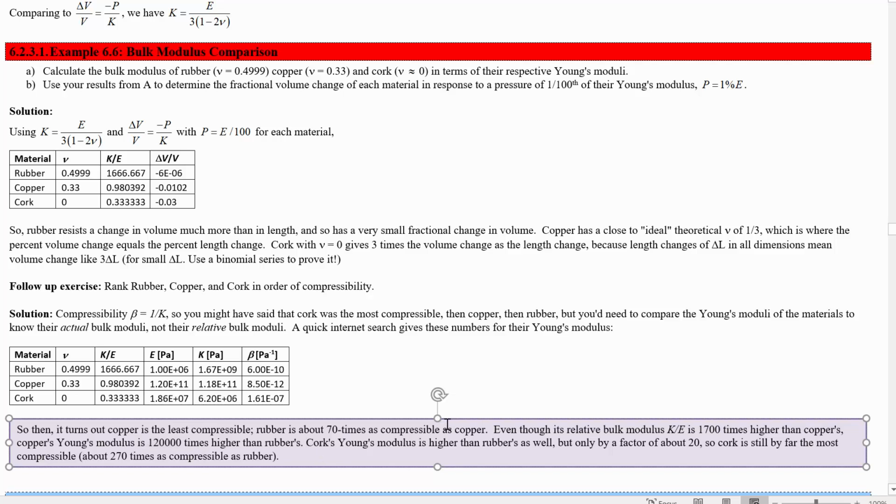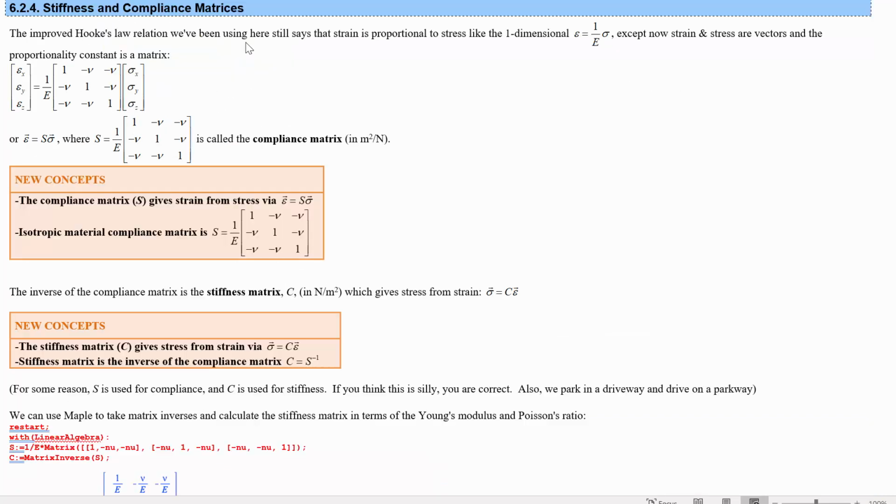Cork's Young's modulus is higher than rubber's as well, but only by a factor of 20. So cork is still by far the most compressible, 270 times as compressible as rubber is. All right, stiffness and compliance matrices.